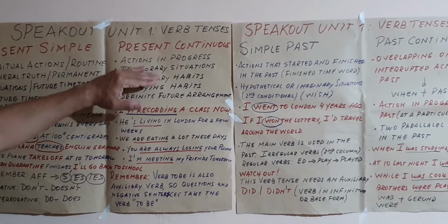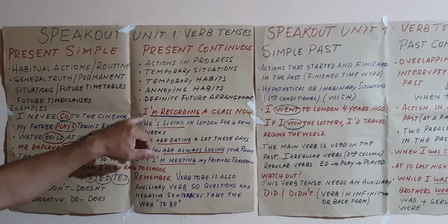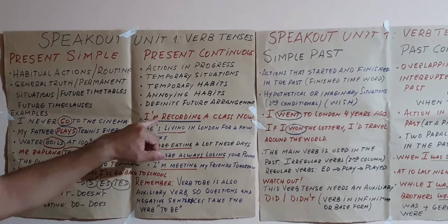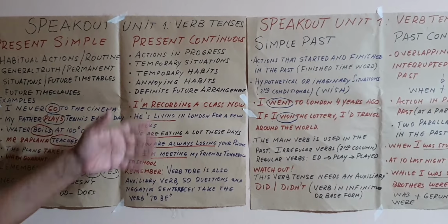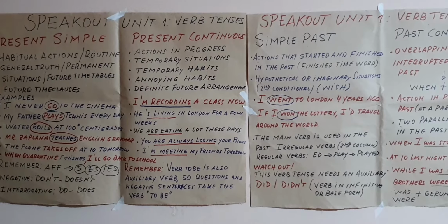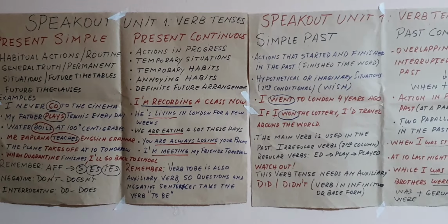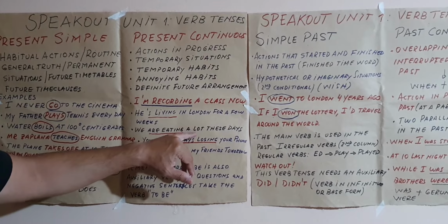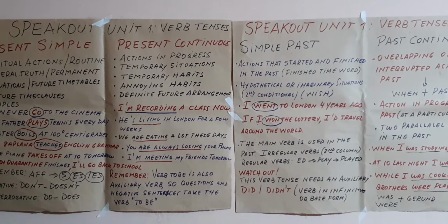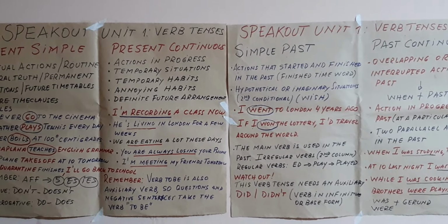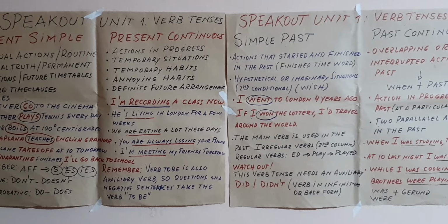The present continuous, these are the uses that I have already explained. For example, for actions in progress, I am recording a class now. In fact, my son is recording the class, but well, I am explaining verb tenses. Or he's living in London for a few weeks. That is a temporary situation. Or we are eating a lot these days. Yeah, with the quarantine, it's a temporary habit. We suppose that when quarantine finishes, we won't eat as much as we are eating nowadays.